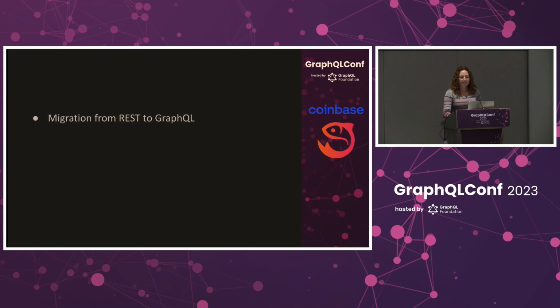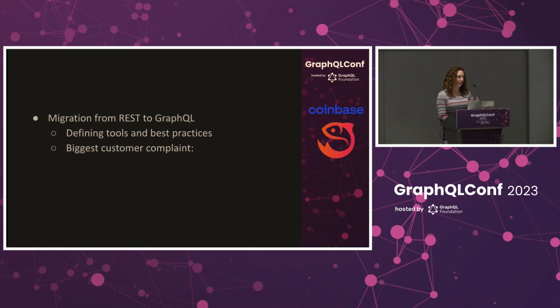Over the last couple years, my team has been supporting a massive migration in our flagship React Native app to migrate from REST to GraphQL. We provide the support and the tooling and the best practices for this migration. And honestly, one of the biggest customer complaints that we have had throughout the whole process is that it is very difficult and frustrating to mock GraphQL in unit tests. So that is what I'm going to talk to you about today.